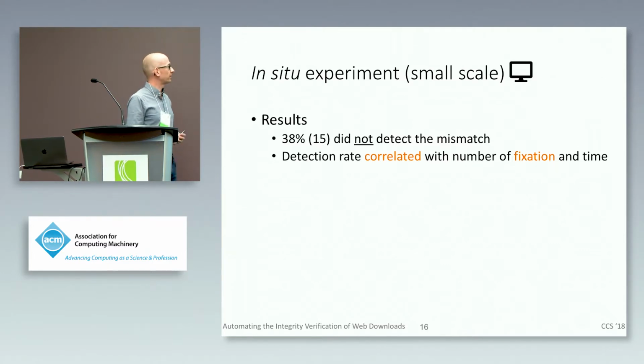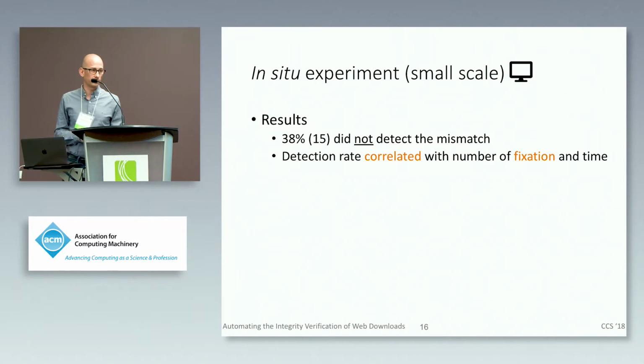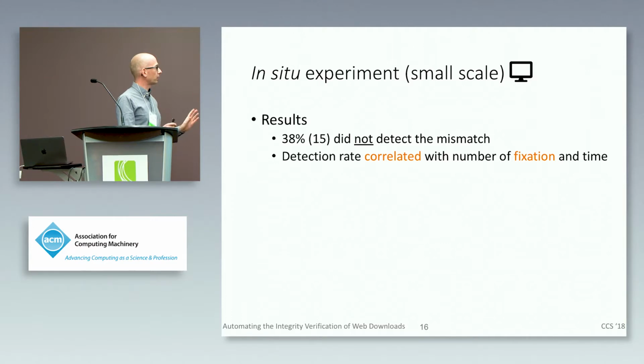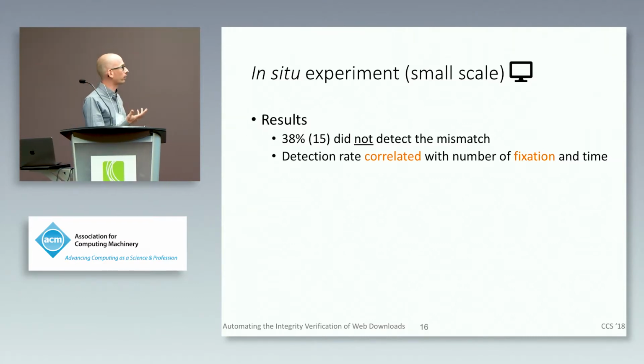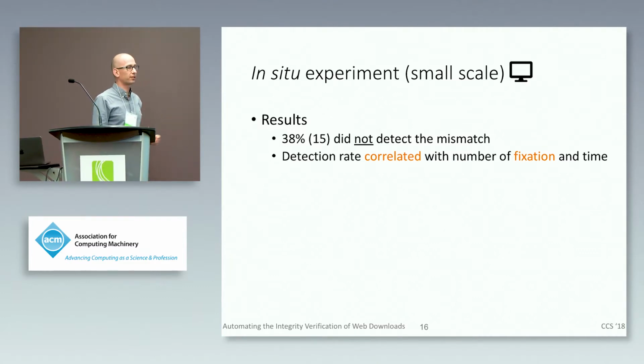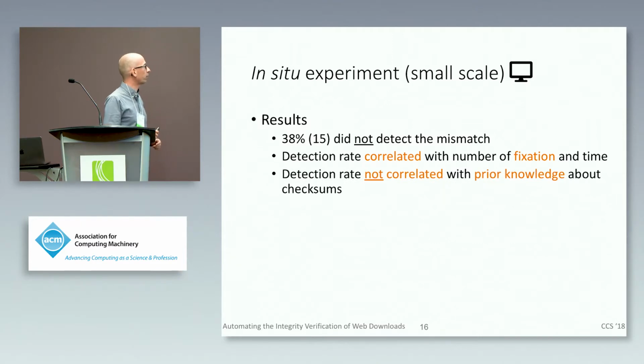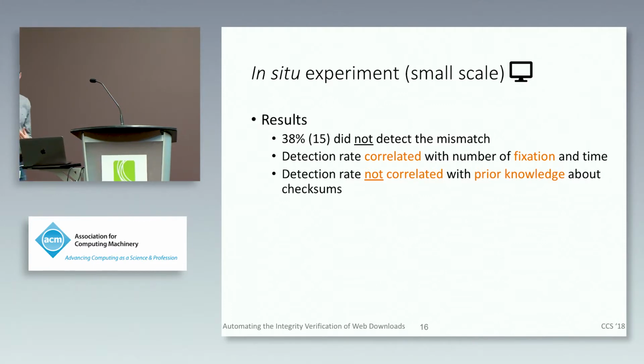38% of the participants did not detect the mismatch for transmission. We then performed some advanced analysis to see if there is any correlation between the detection and the number of fixations and time. And surprisingly, there is a correlation: people who paid more attention and had a higher number of fixations or dwelling time on the checksums were more likely to detect the mismatch. However, we're quite surprised to see that the detection rate does not correlate with prior knowledge of checksums, in the sense that users who knew checksums before the experiment were not better at detecting the mismatch.